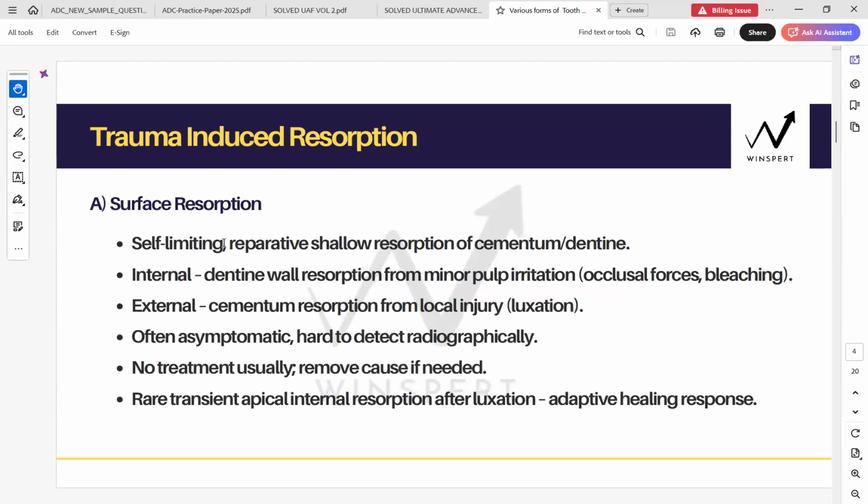Does that make sense for everyone? Please form the keynotes here. Trauma-induced first kind surface resorption, very self-limiting, does not require any treatment, often goes undetected on radiographs.